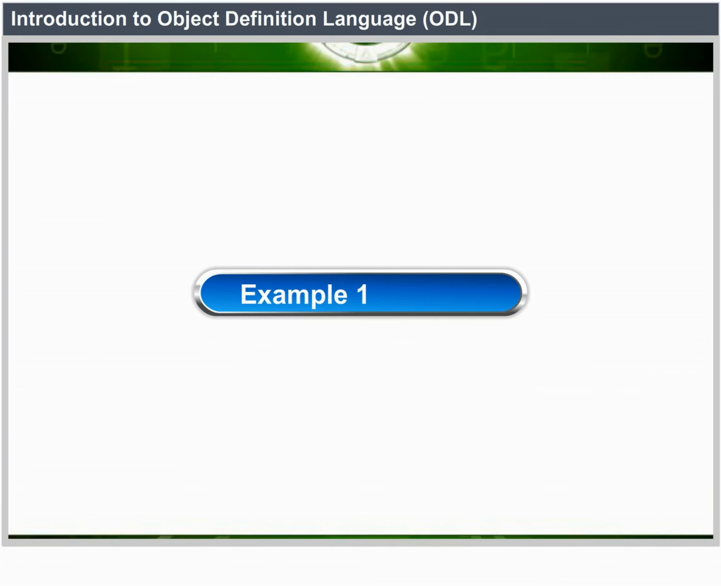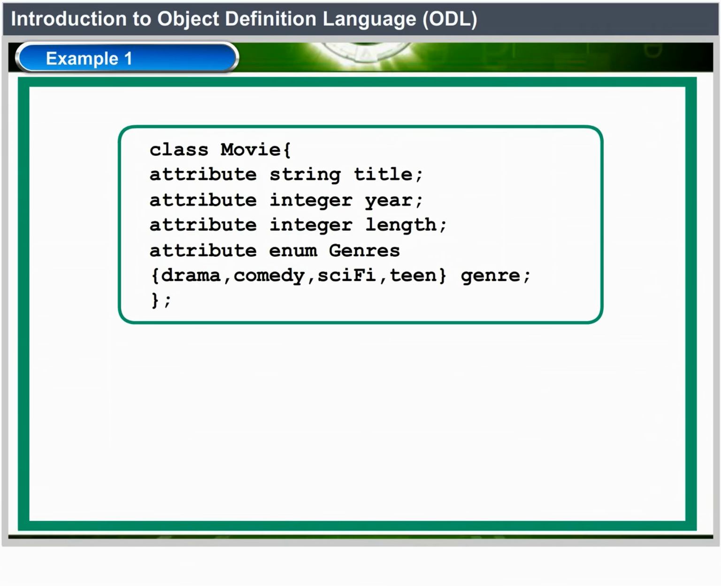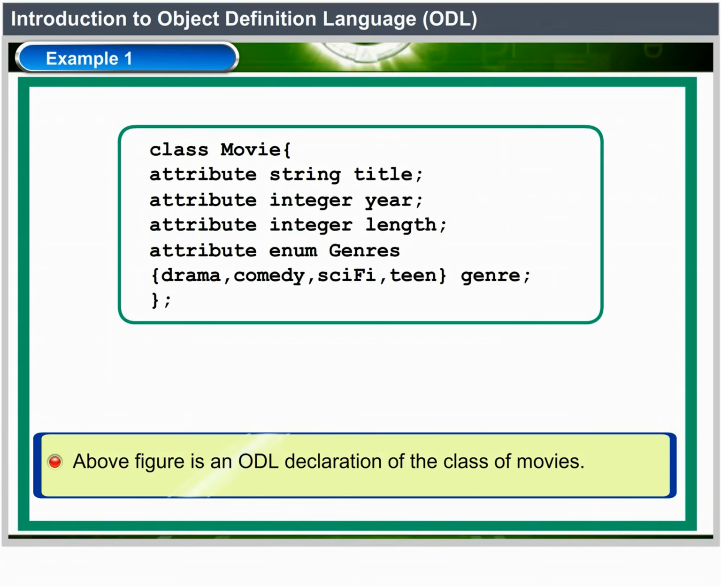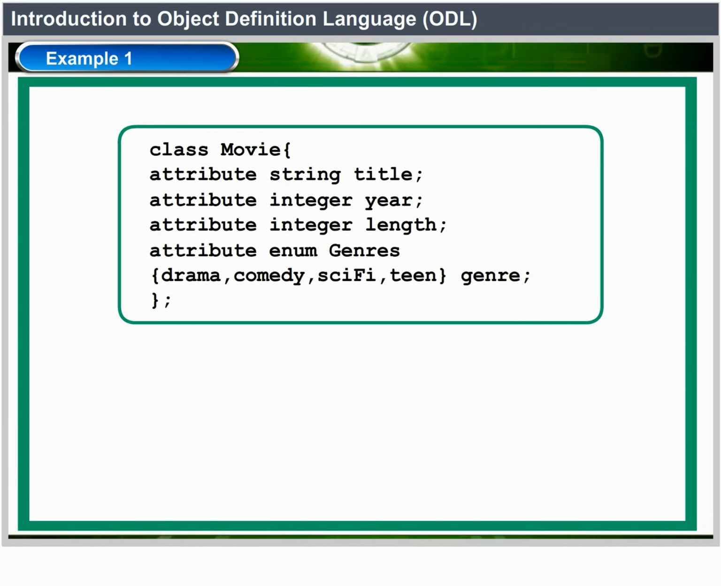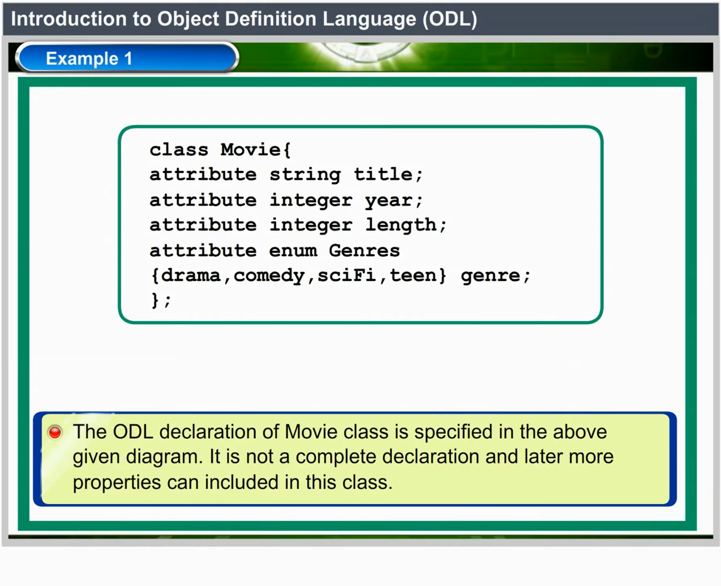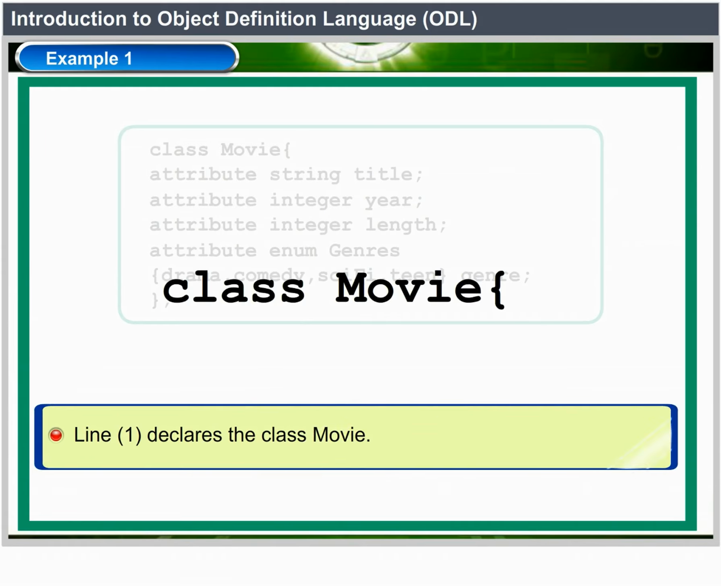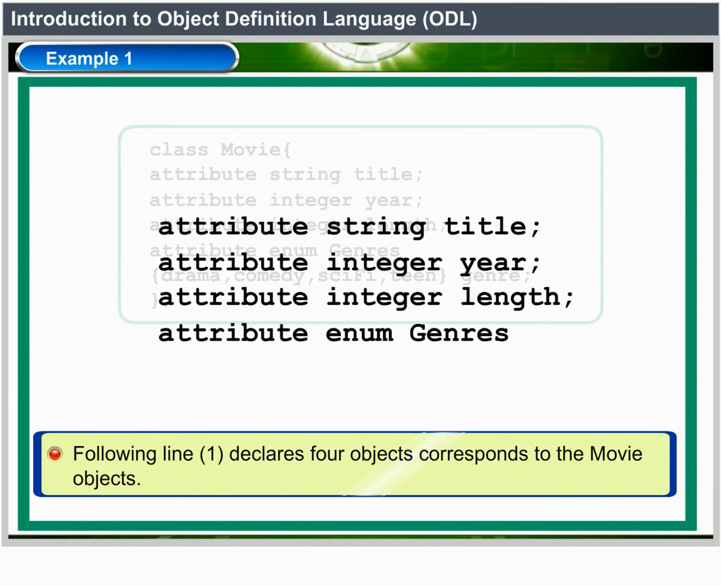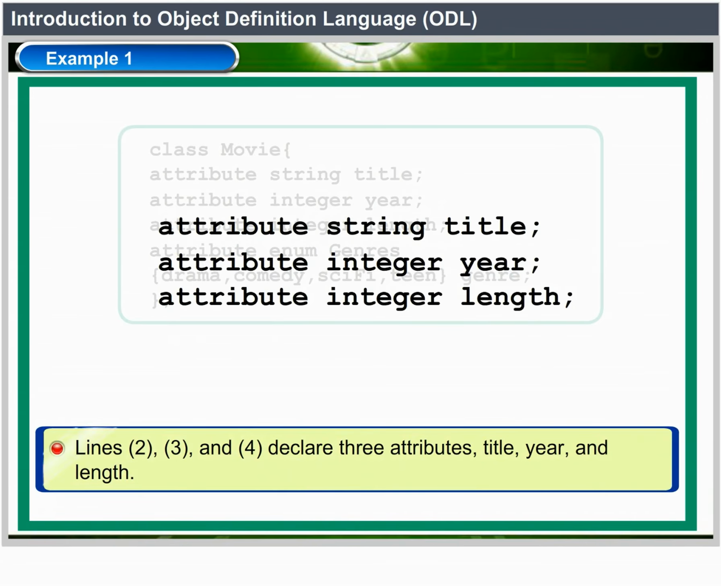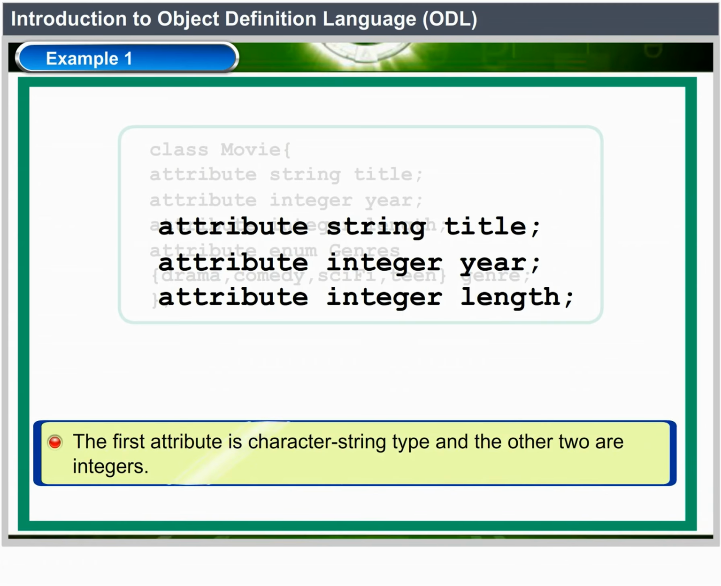Example 1. The above figure is an ODL declaration of the class of movies. It is not a complete declaration. We shall add more to it later. Line 1 declares movie to be a class. Following line 1 are the declarations of 4 attributes that all movie objects will have. Lines 2, 3 and 4 declare 3 attributes: title, year, length. The first of these is of character string type and the other 2 are integers.